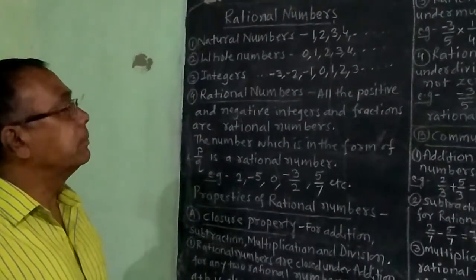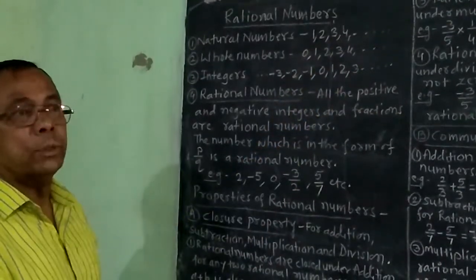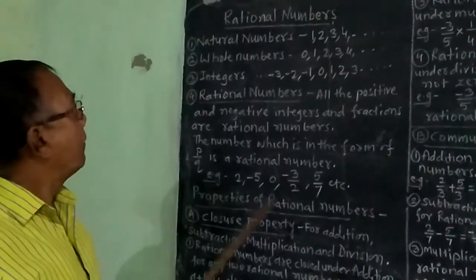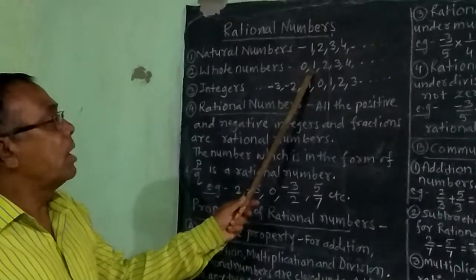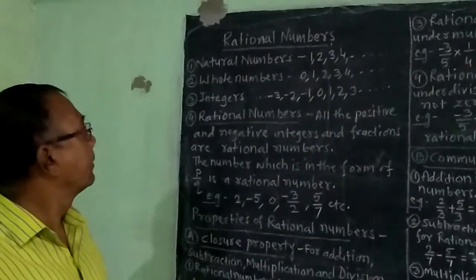Natural numbers are 1, 2, 3, 4, 5, 6, etc. While the whole numbers are 0, 1, 2, 3, 4, etc.